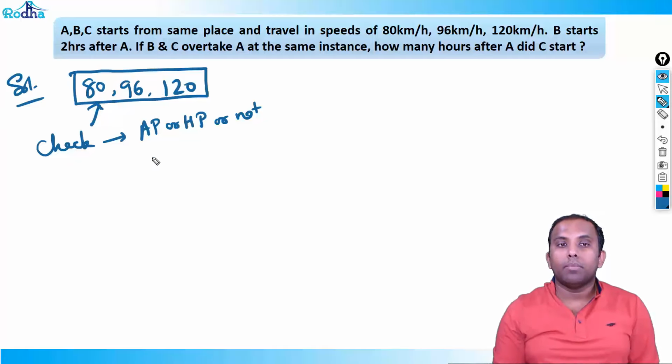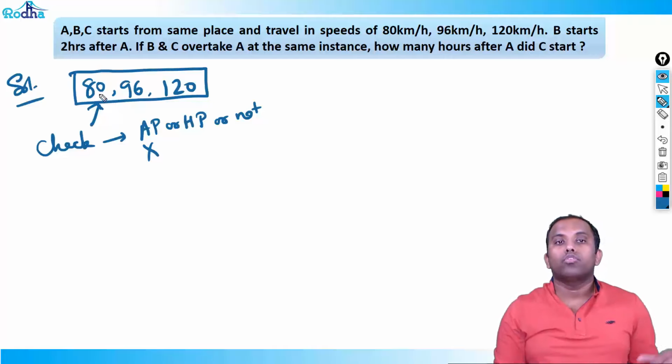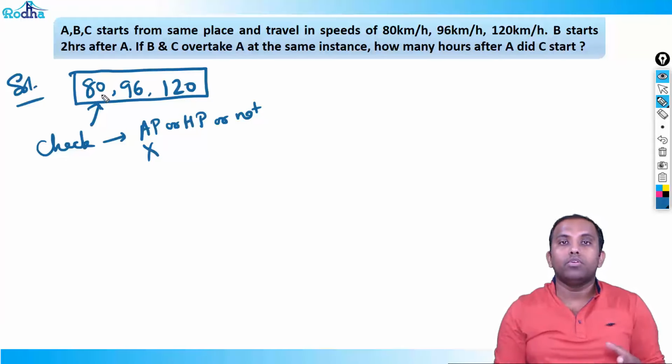Obviously this series is not in AP because the common difference is not the same. 80 to 96 difference is 16. 96 to 120 difference is what? Not 16, it is 24. In AP, the common difference, that is the difference between any two consecutive terms, is the same. Here it is not the same. 16 and 24 are not the same, so it is not in AP.